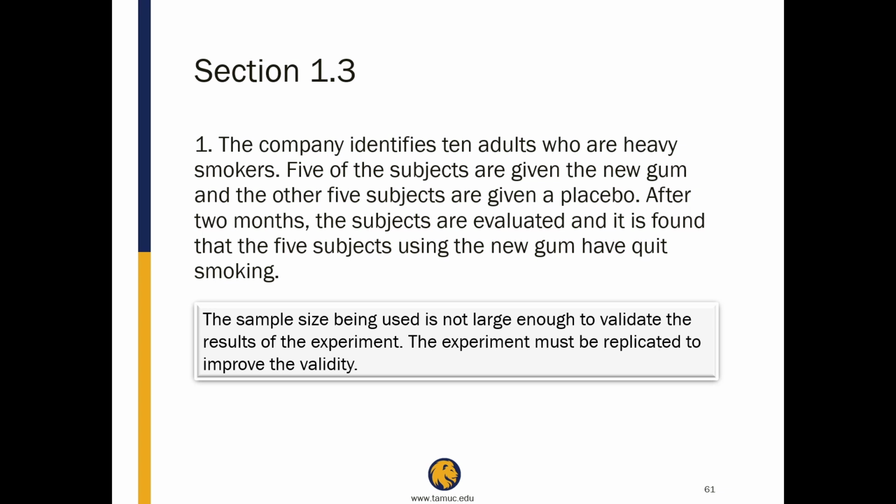It's not really large enough to validate the results of the experiment. They have to be able to replicate it over a larger group of people in order to prove the validity of the result that they have. Because in small groups, random chance could play a role in how the outcomes actually occurred here.